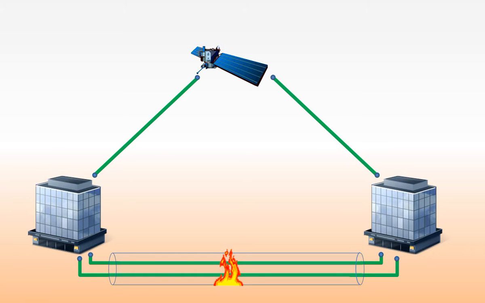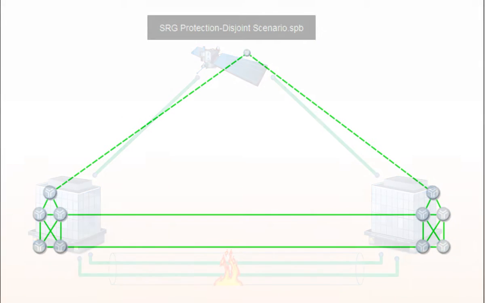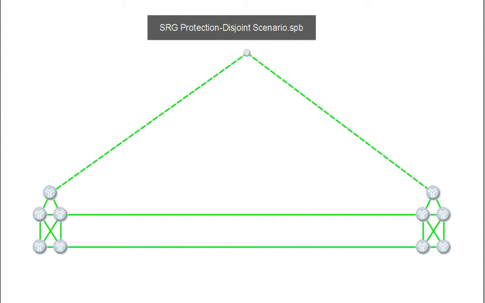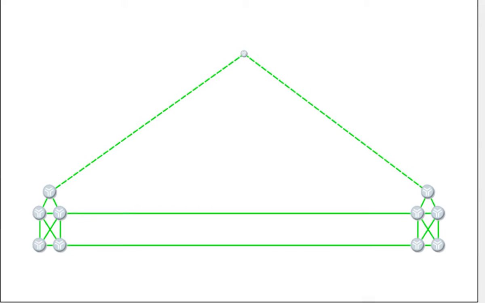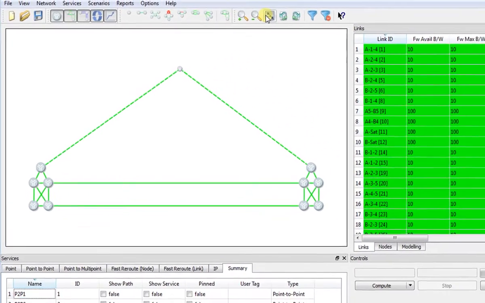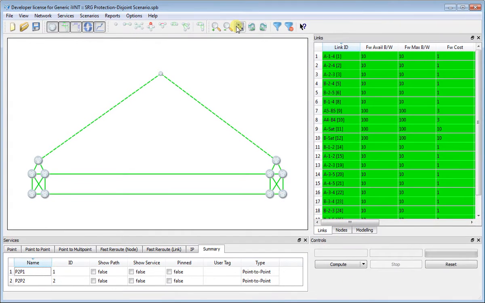In this situation, we can model shared risk groups for the infrastructure that's linked by some external threat. The SRG can be used to influence routing of the protection paths and disjoint services. The scenario file provided for this exercise is called srg protection disjoint scenario.spb. Remember, to import a .spb file, you need to choose the iVNT GPB collection plugin and use the .spb scenario import adapter.